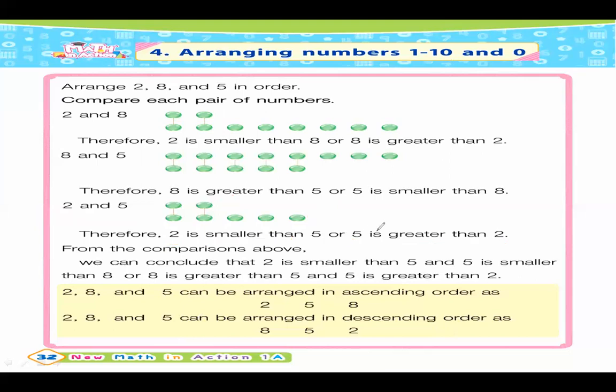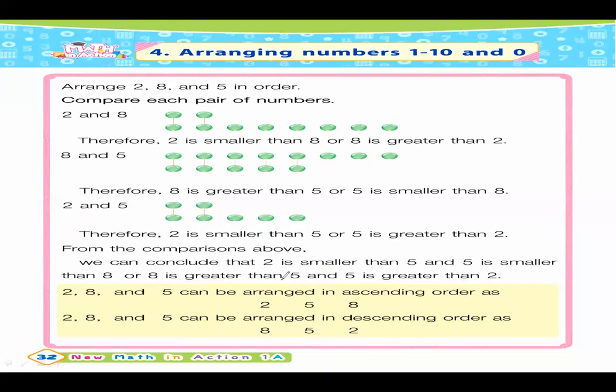From the above comparisons, students, we can conclude that 2 is smaller than 5, and 5 is smaller than 8. So 8 is greater than 5, and 5 is greater than 2. All right, that's it, students.